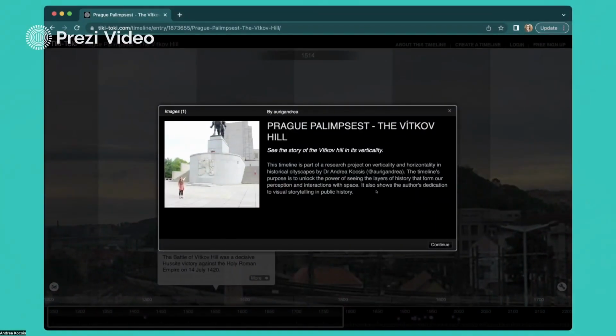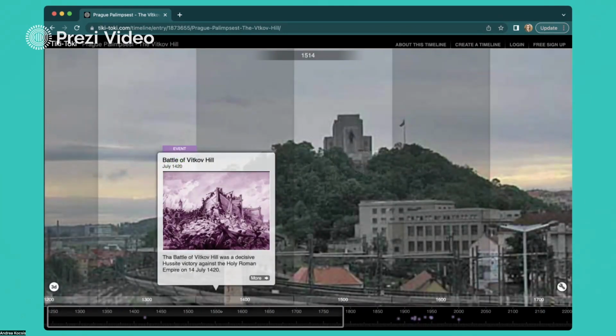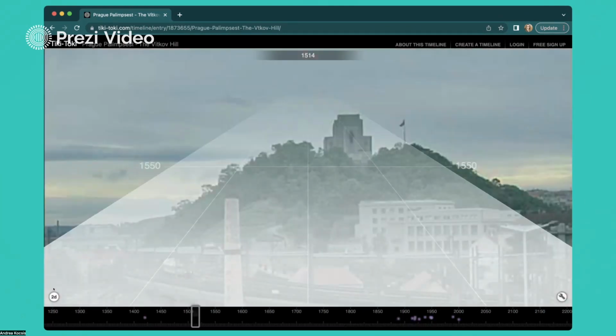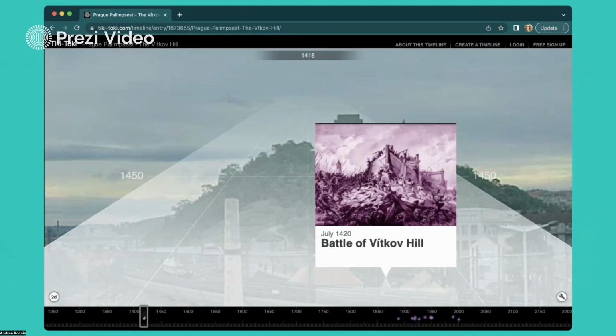So here you can see me at the National Vítkov Memorial, where I am sharing that the purpose of this timeline is just to unlock the power of seeing the layers of history that form our perception and interactions with space. And it also expresses my dedication to visual storytelling and public history. The timeline allows you to switch to 3D, which I prefer because what I would like to illustrate is how the layers of history, the stratigraphy and verticality of history, put their mark on the space which we know today.